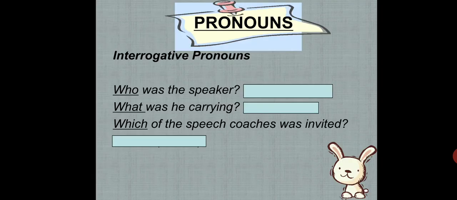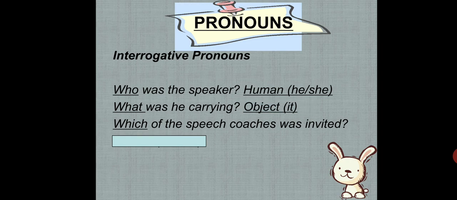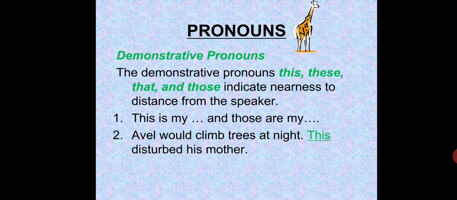Now, who was the speaker? Person dapat ang sagot, he or she. What was he carrying? It should be an object, so it. Which of the speech coaches was invited? So we're asking about a person because speech coaches. Which of the chairs? Diba? So, doon naman siya magiging thing. So, which is very malleable if you ask me. Demonstrative pronouns this, these, that, and those indicate nearness or distance from the speaker.